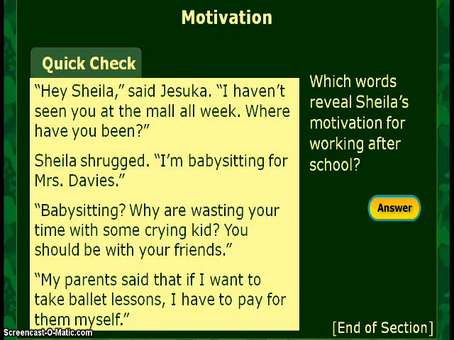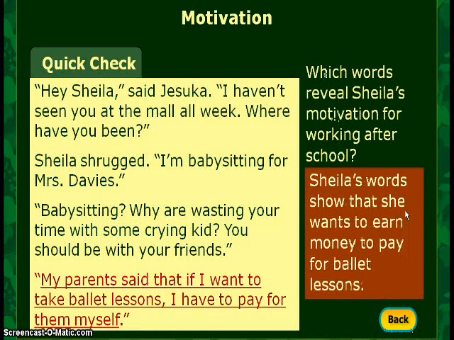Again, we know that Sheila is not hanging out with her friends and has been babysitting. Why has she been doing those things? We can see from her words that she wants to earn money to pay for ballet lessons.